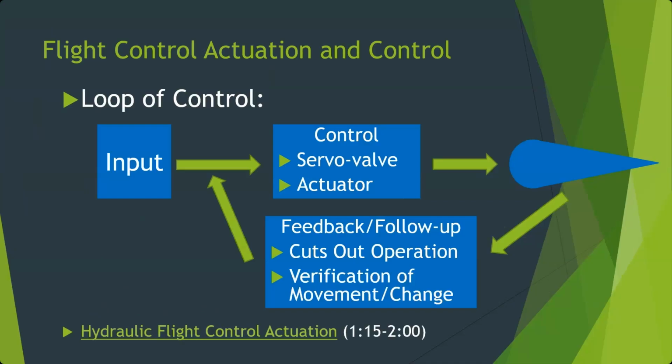When we look at flight controls, we have to break it down and look at flight control actuation and control. So control is how we send a signal to the flight control. And that also includes a feedback or follow-up. How do we know that the flight control actually moved? And then the other part is the actuation method. And there are multiple different ways we can actuate a flight control.